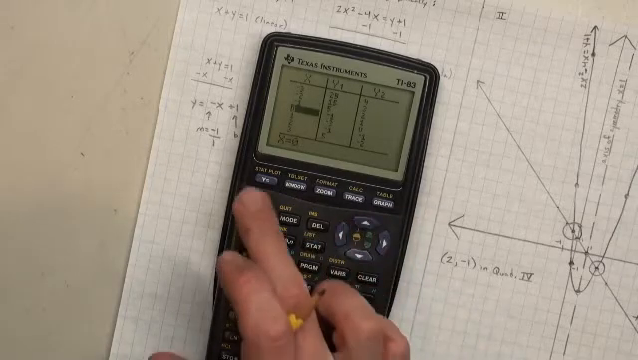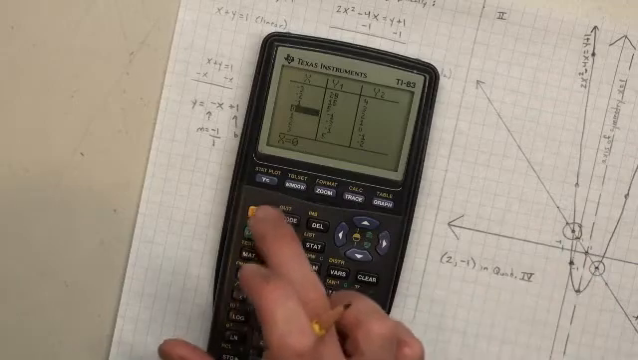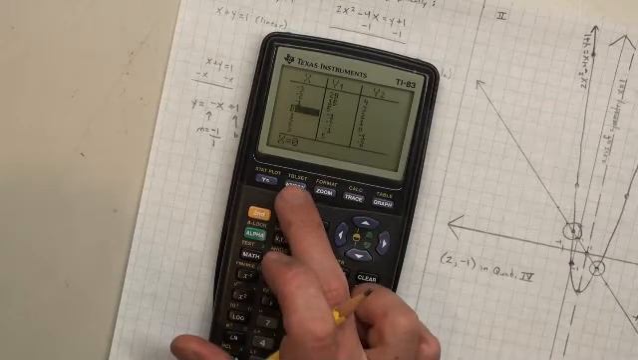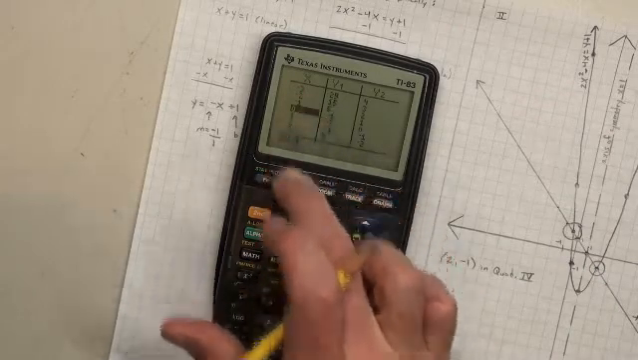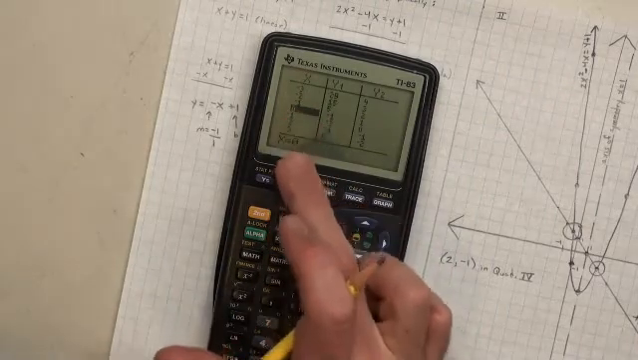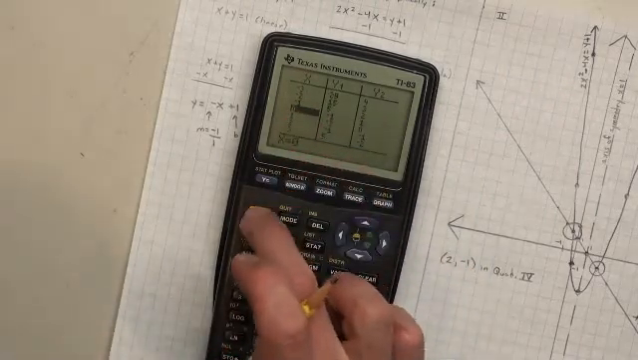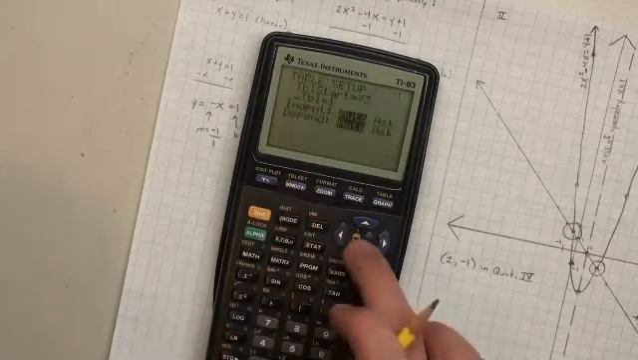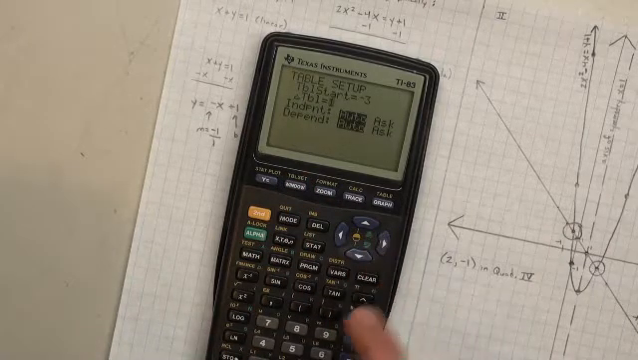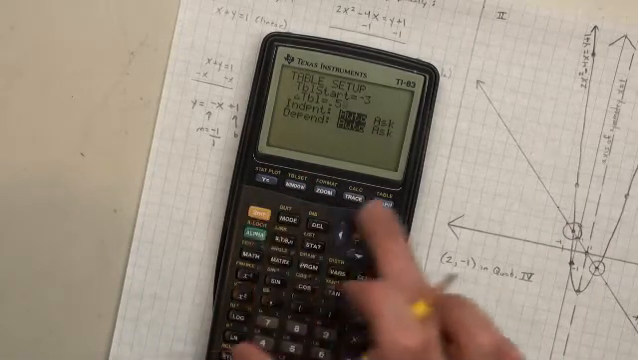So maybe if we change it, maybe it's halfway in between. Maybe if we change our table, our x, you see how it goes up by ones in the x? We can make that go up by a half. We can make it go up by whatever we want. You hit second window to go to table set and change your delta table. Let's change it to 0.5. Let's go back to our table.